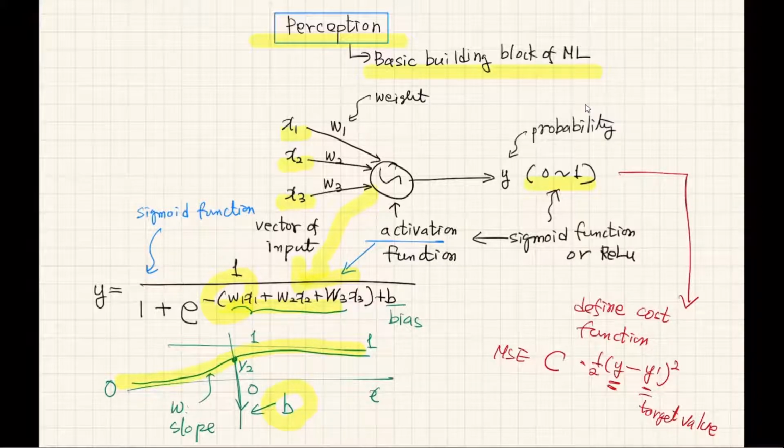When we are optimizing W and B, we usually define the cost function, and this is the case of the mean square cost function. We continue iterating this training process until this cost function is equal to 0. That means the output of this perceptron is equal to the target real number.